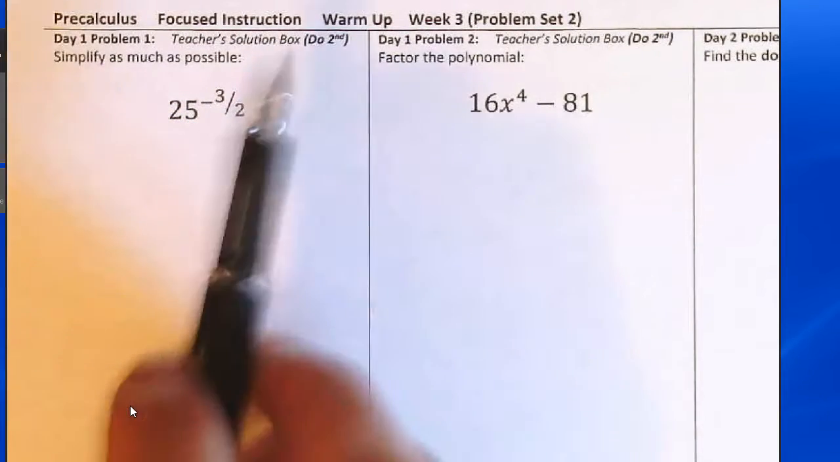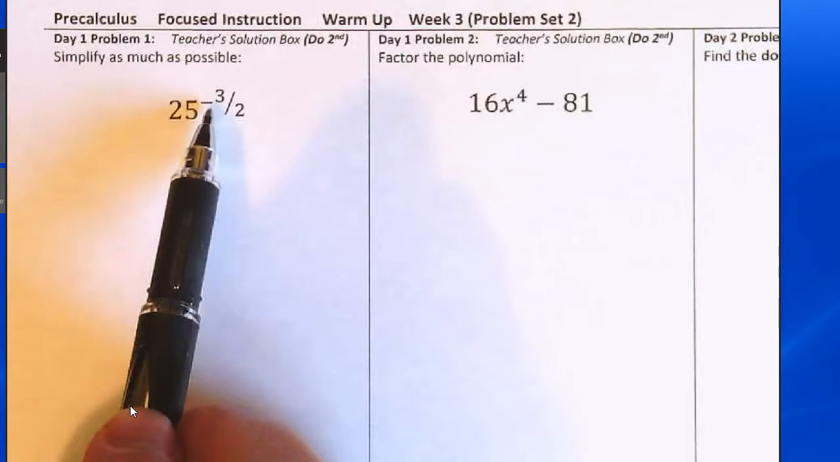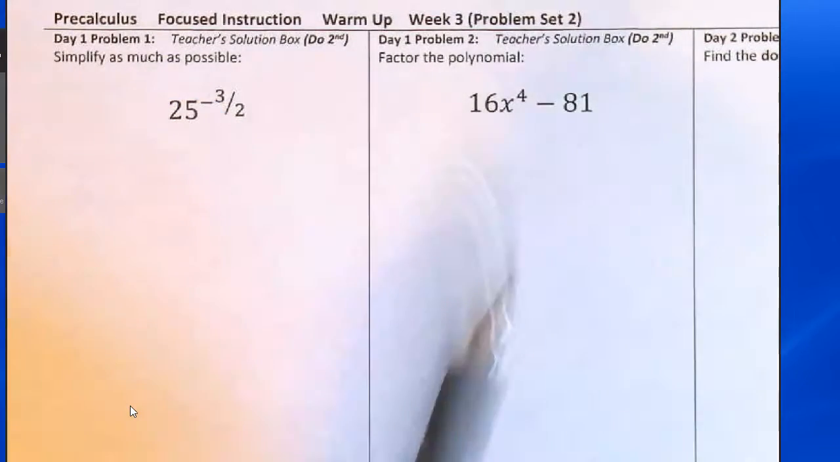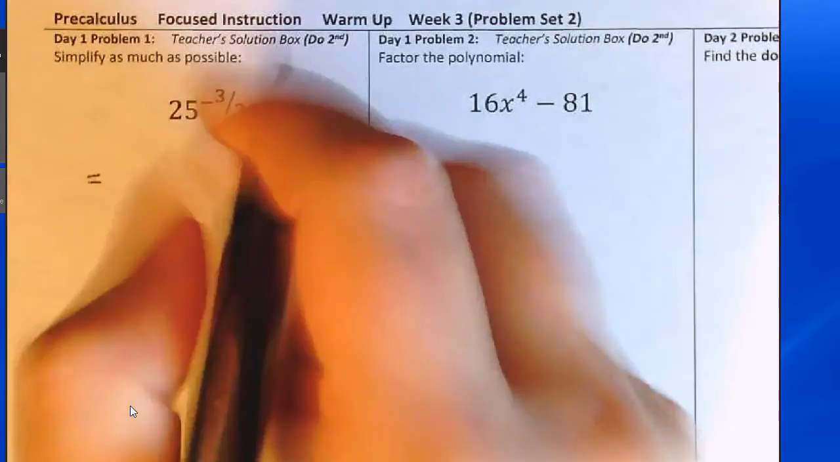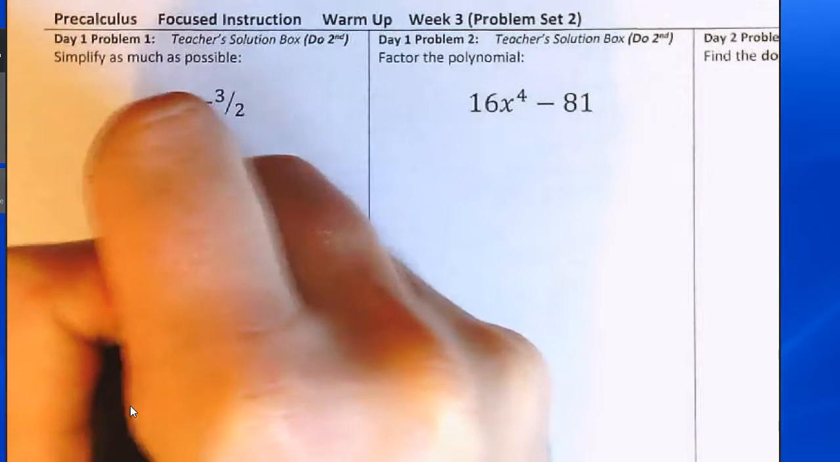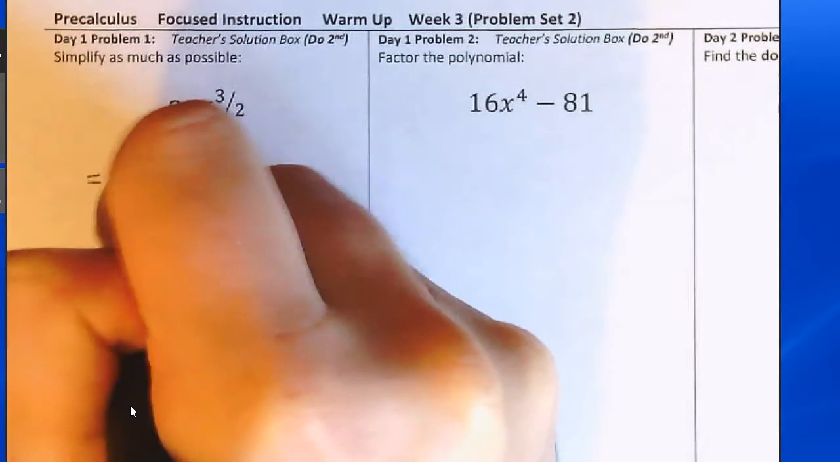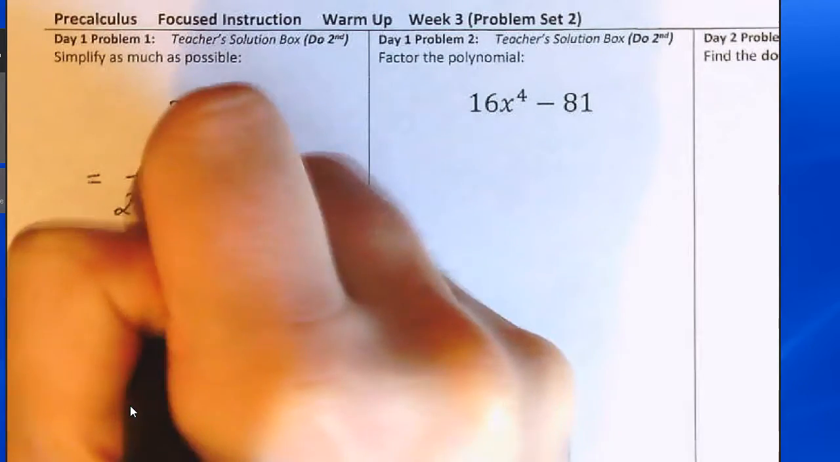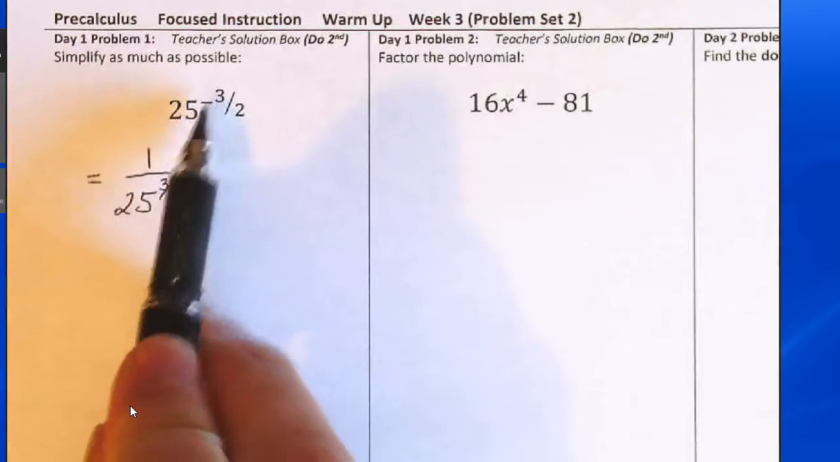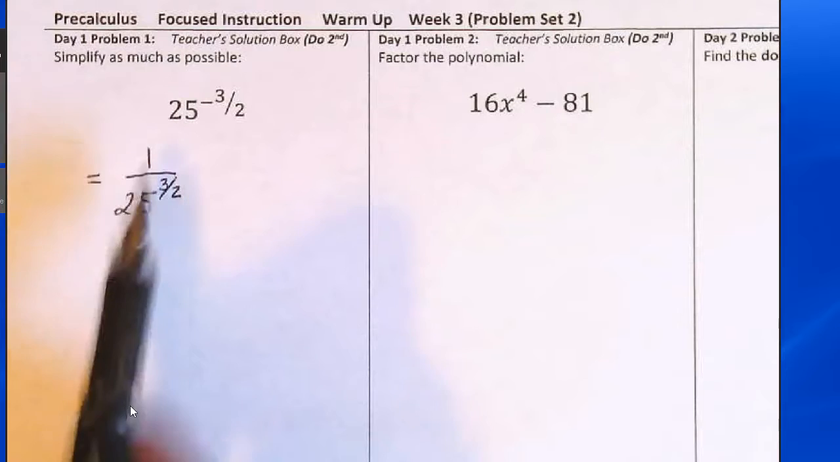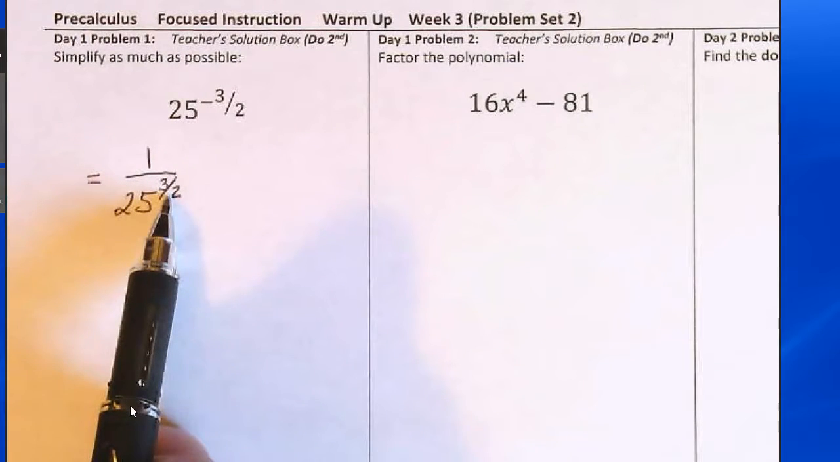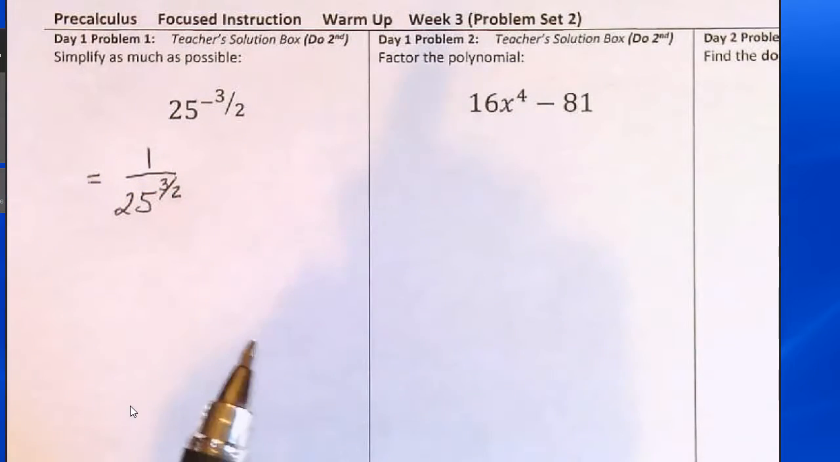Now, this exponent has a couple parts that we need to interpret. One is the negative. What is the meaning of a negative exponent? It means to take a reciprocal. So in our first step, we can rewrite this using a reciprocal, and it would look like this. 25 to the negative 3/2 power is equal to 1 over 25 to the positive 3/2 power.